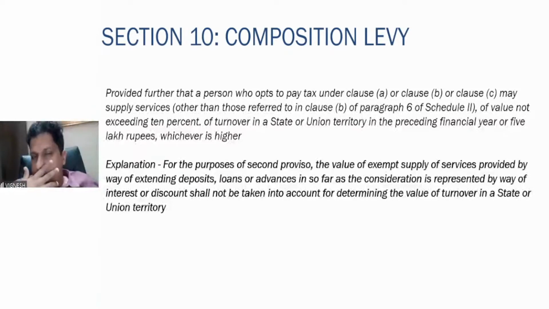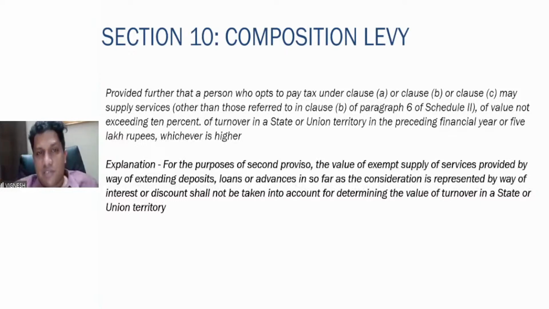So let me take an example. A person is into selling of watches. He has opted for the composition scheme. He also provides watch repair services, for which he charges separately. Assuming his turnover is 1 crore, he can do watch repair services also under the same scheme and the same rate of GST, that is 1%.